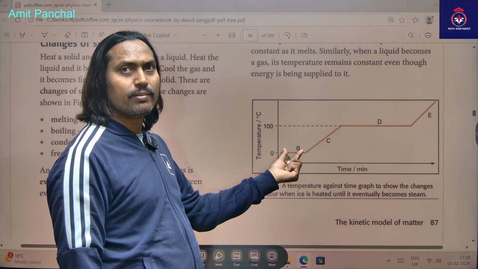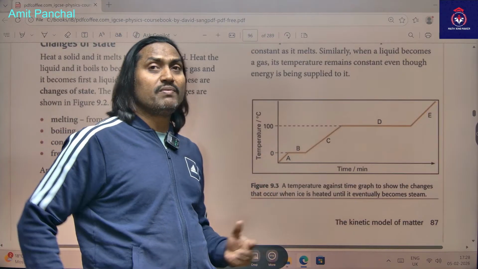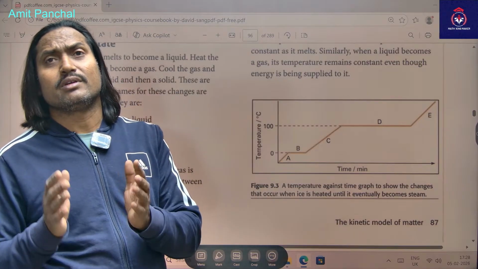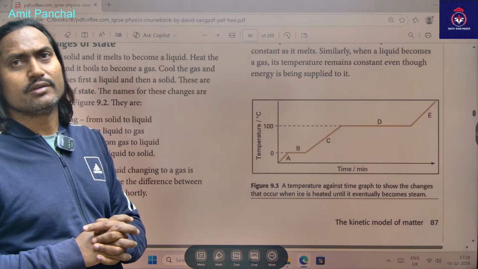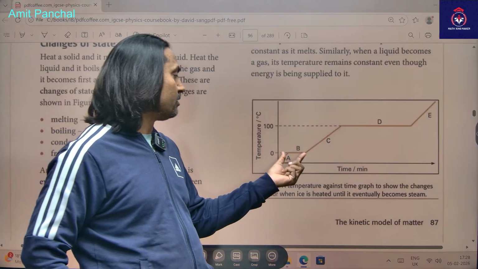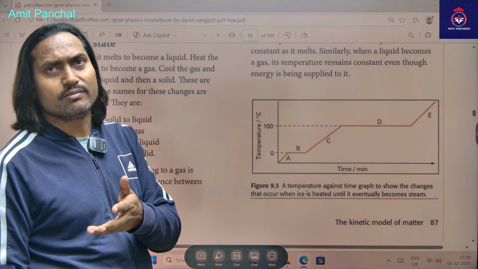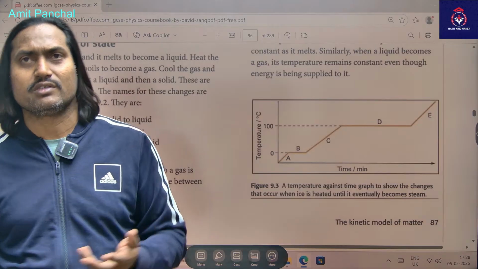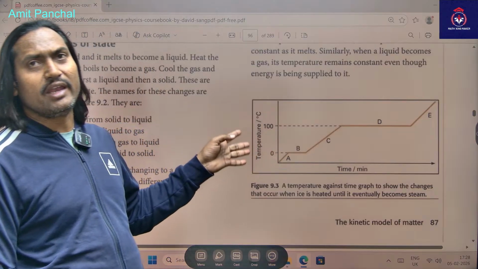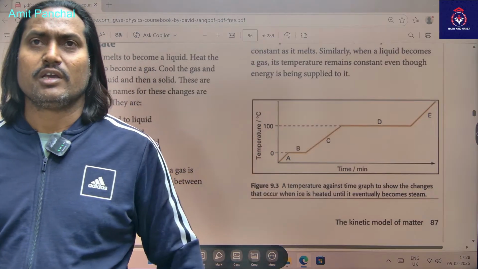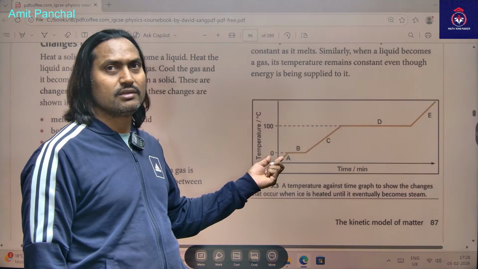Initially it is at the melting point, right? Before melting, it is absorbing some type of energy, some type of heat. So that is said to be the latent heat of ice. You might have studied latent heat in physics also. So this is also called the anomalous behavior of ice at 0 degrees centigrade.